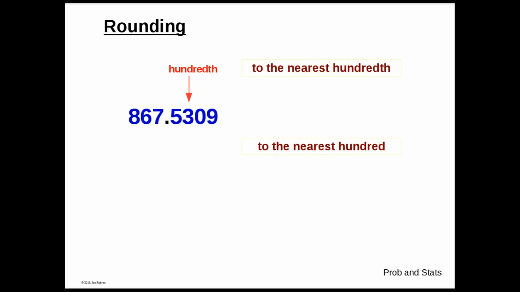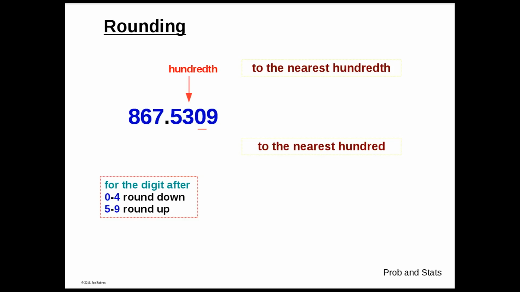I want to have a number that has 2 digits after the decimal point, but is as close to this number as possible. When I'm rounding to the hundredths place, or any place, I look at the digit that comes after the place value for the precision I'm rounding to. In this case, it's going to be in the thousandths place, the 0.